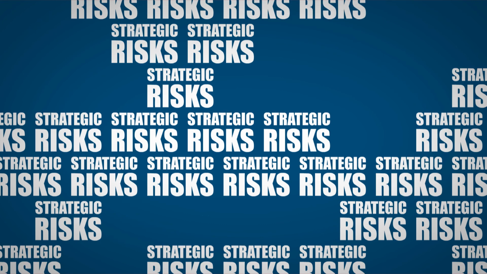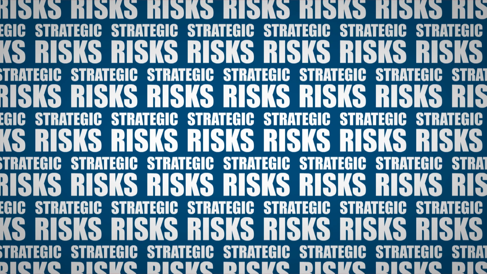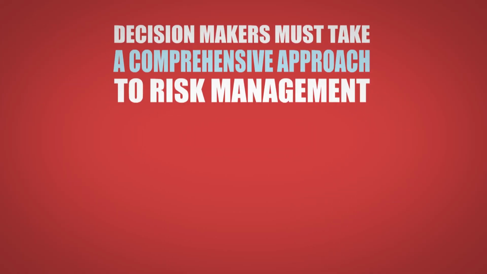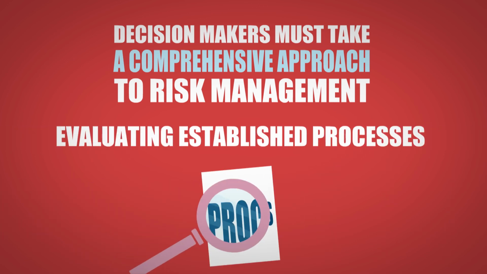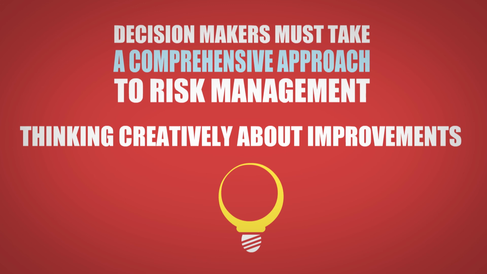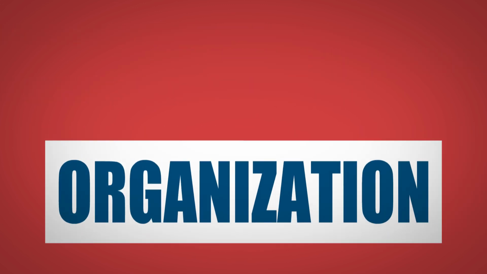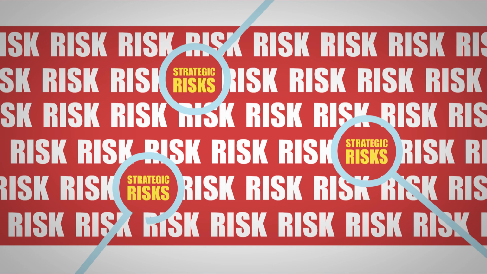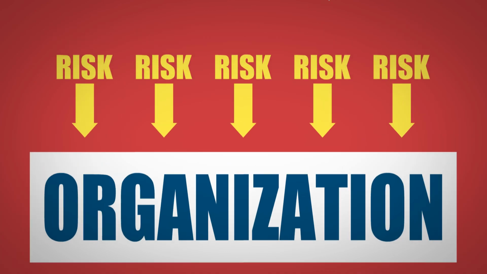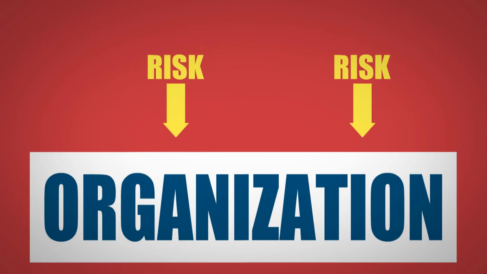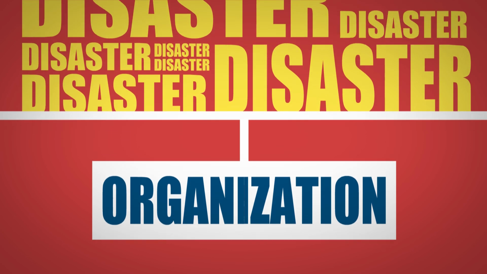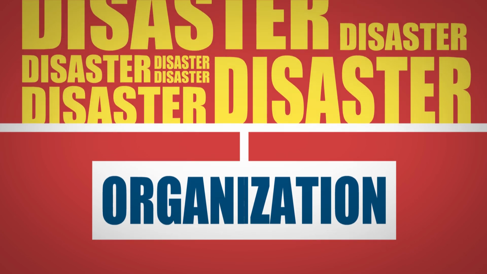When it comes to disaster preparedness, strategic risks are everywhere and can contribute to the escalation of a disaster into a catastrophe. Decision makers must take a comprehensive approach to risk management, by regularly reviewing plans, evaluating established processes, and thinking creatively about improvements. By assessing strategic risks within your organization, as well as the risks posed by outside threats, you can ensure that your organization will be better prepared to handle the consequences of a disaster of any size.